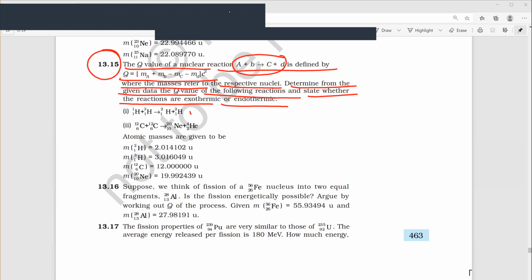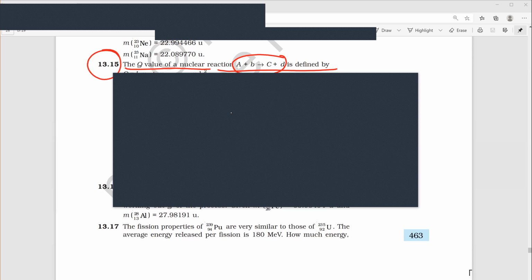And two equations they have given. This is the first one and this is the second one. Some constant values they have given, so by using those we have to find the Q value. So let us see how to solve this one. So this is 13.15.